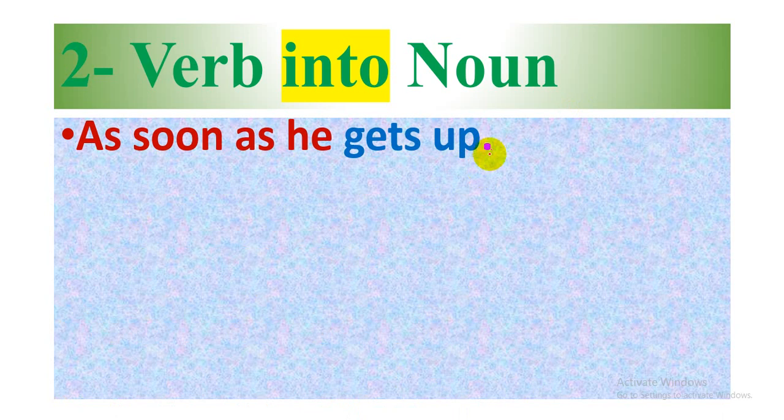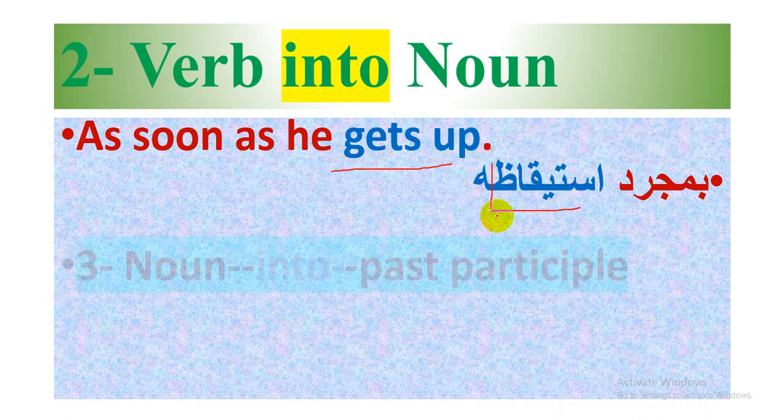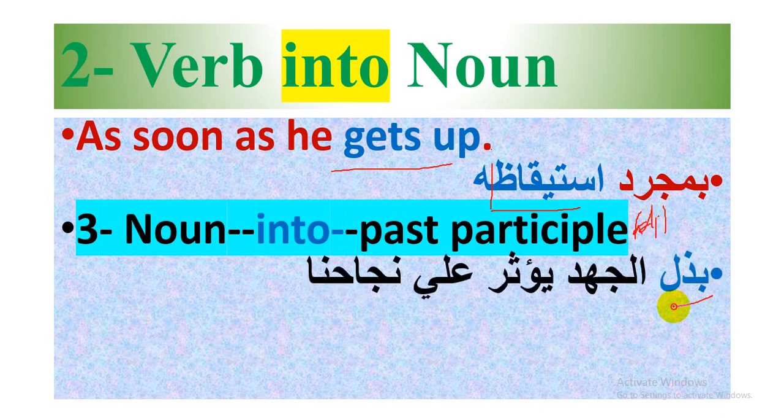So as soon as he gets up, we can translate it into this, استيقاظه. So this is a phrasal verb, while here it becomes a noun, plus a pronoun, of course. So we change this verb into a noun. Or we can change a noun into a past participle, an adjective form. For example, if we'd like to translate this part, بذل الجهد يؤثر على نجاحنا.